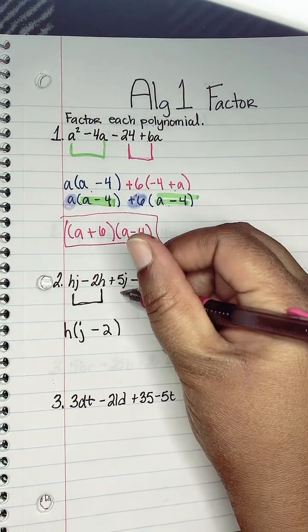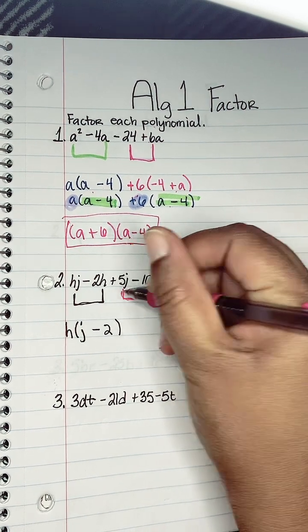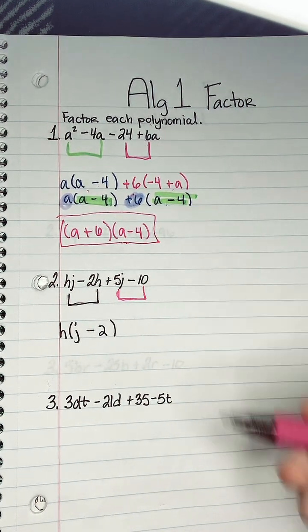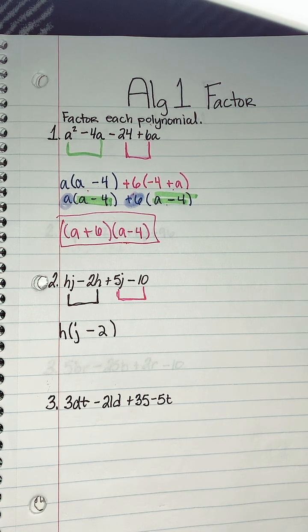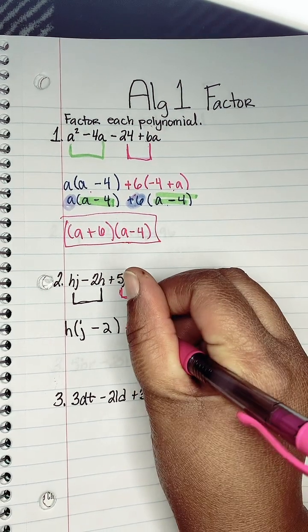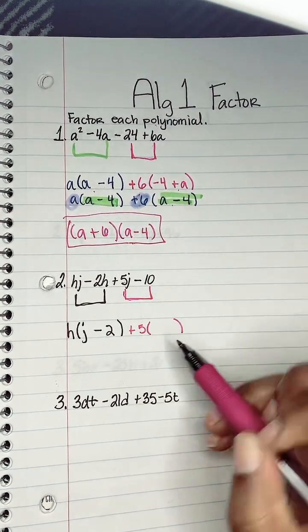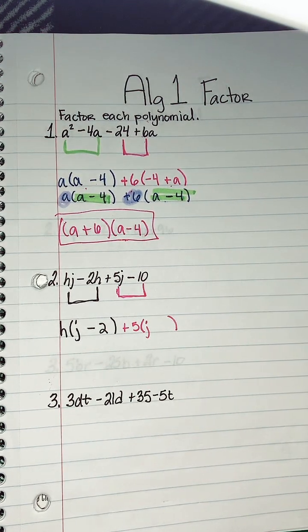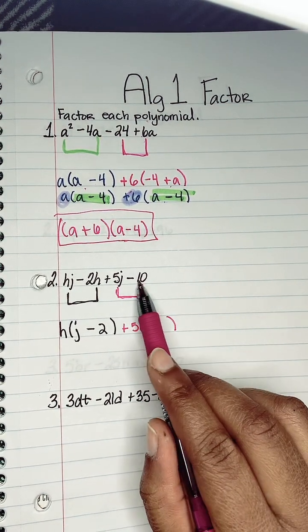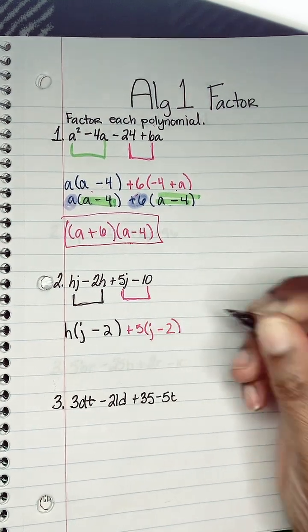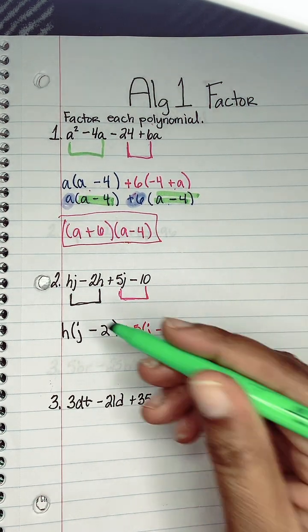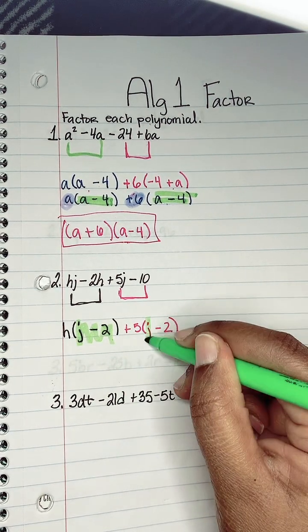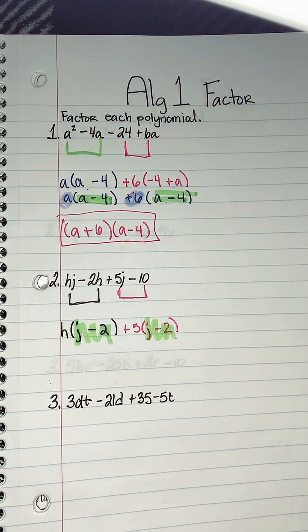Now, let's look here. What do these two have in common? Can I see it in the chat? What do these two share? Sydney said 5 + 5. Great. Yes. So we have a +5. We put our parentheses, and then we say 5 times what gives us 5J? Well, we need a J. And then 5 times what gives us -10? Well, a -2. As soon as you see that these binomials are the same, we know we did it correctly.